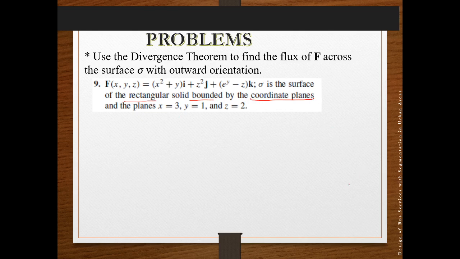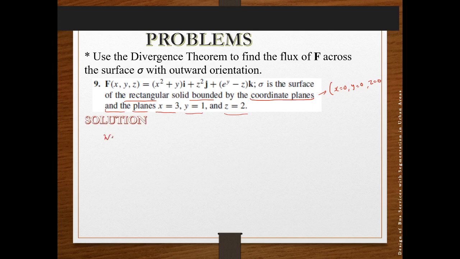What do you mean by coordinate planes? Anybody? This is the x equal to 0 plane, y equal to 0 plane, and z equal to 0 plane. These planes are called coordinate planes. So it is bounded by the coordinate planes x equal to 0, y equal to 0 and z equal to 0, and also by the planes x equal to 3, y equal to 1, z equal to 2. Now we have to find out the flux.